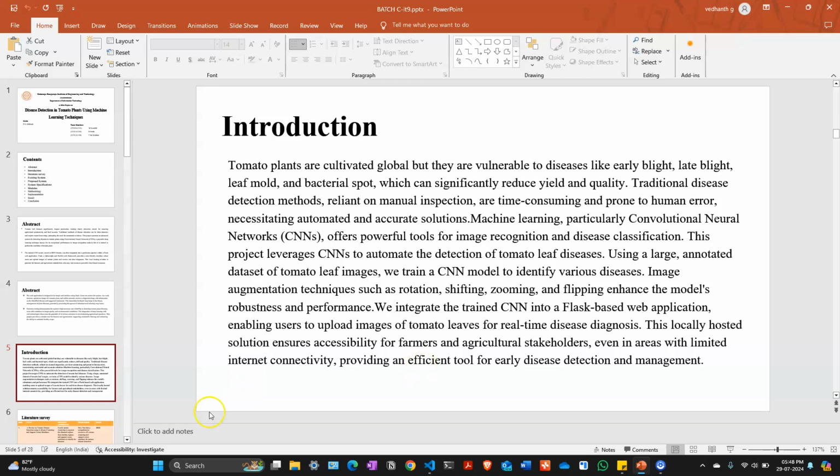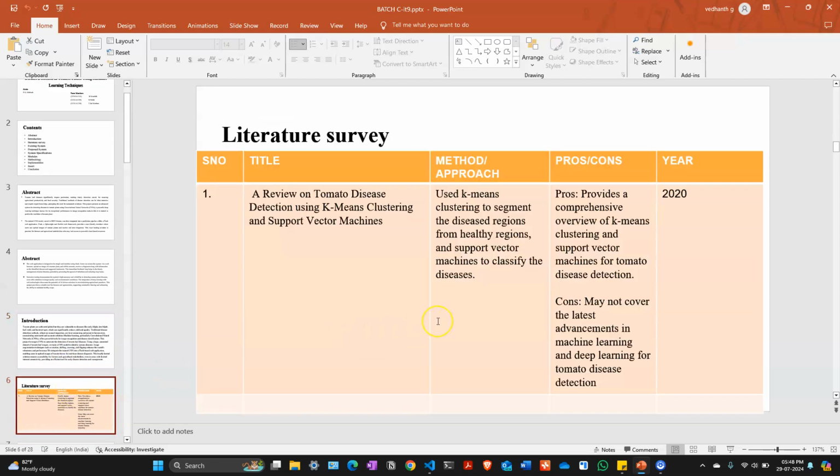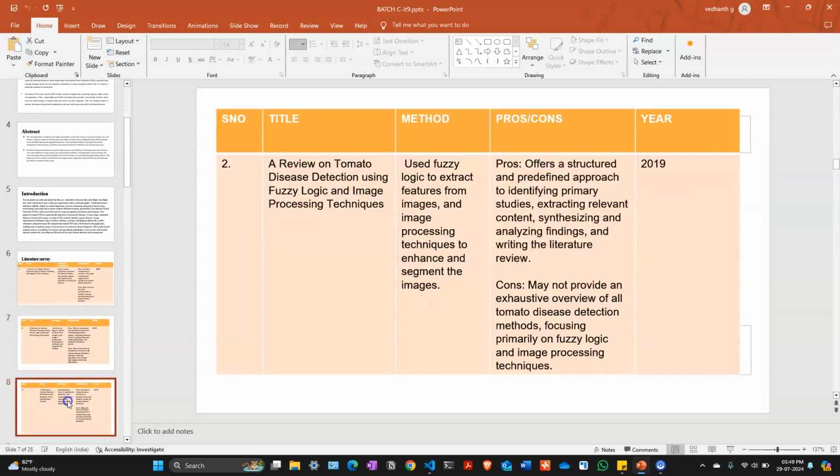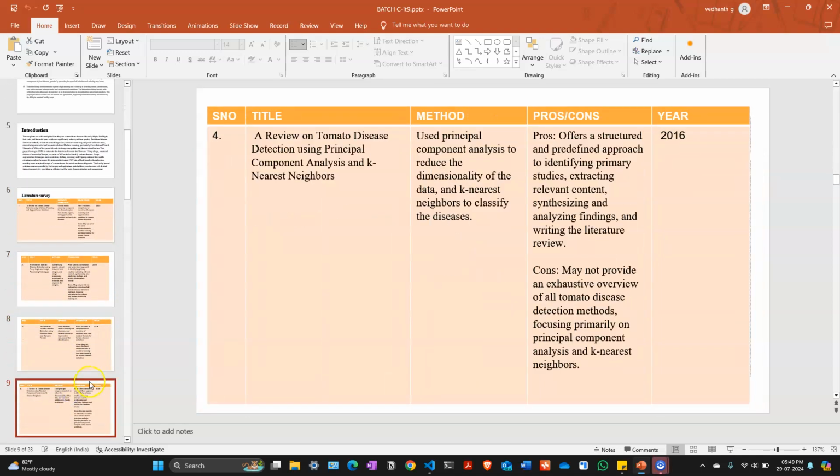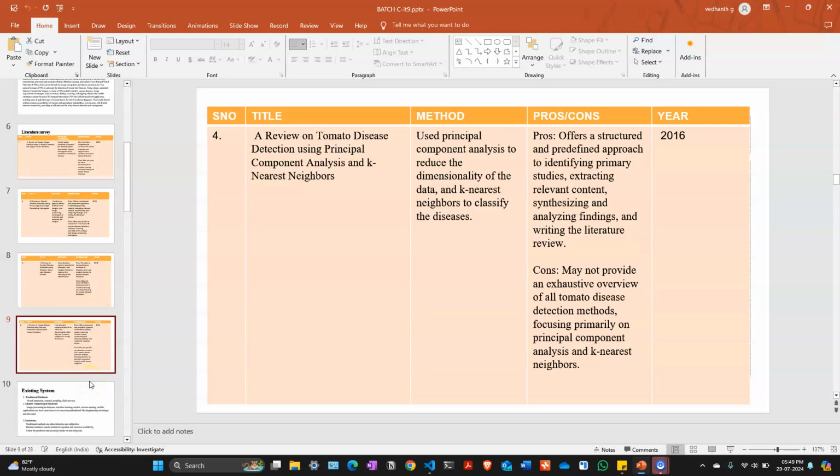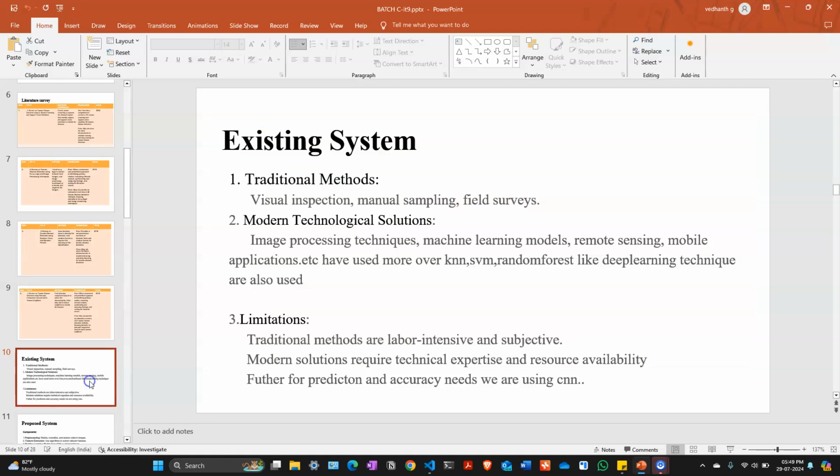Now moving on to the literature survey of the project, we have studied many articles on IEEE, and many people used older machine learning approaches like K-means, SVMs, etc. They did give very good accuracy, but deep learning was very important in this project.